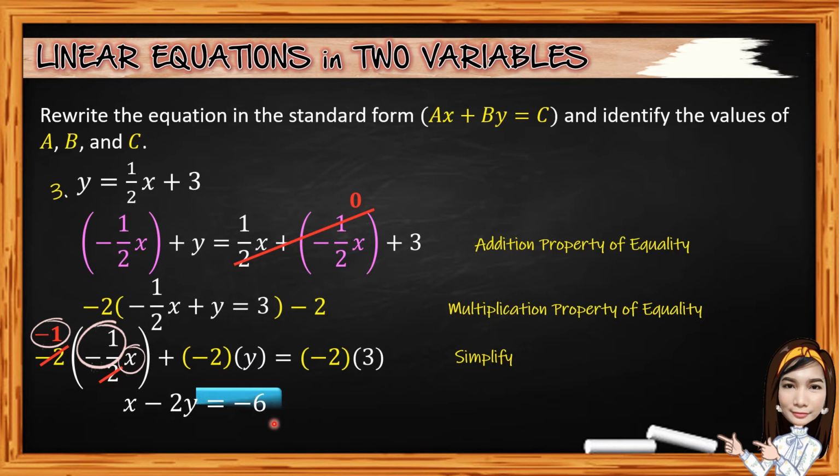And that is in the standard form written as ax plus by equals c, where a is equal to 1. For b, we have negative 2. And for c, or constant, we have negative 6.